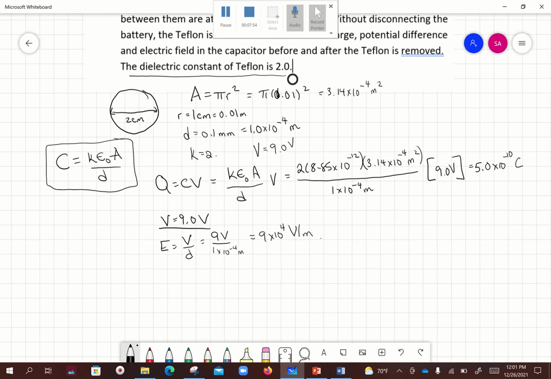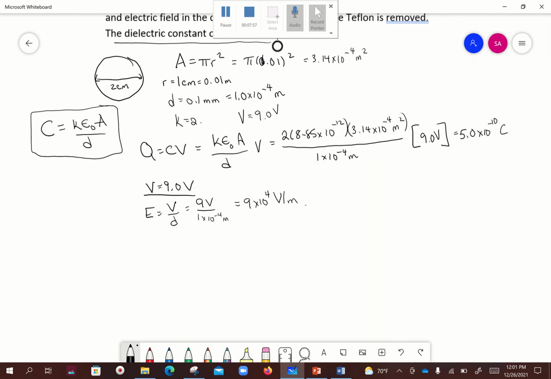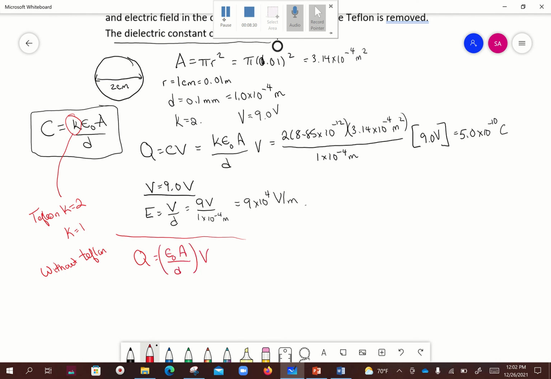And what happens when I take the Teflon out? Well, instead of having my equation with the kappa in front, with the Teflon, kappa equals 2. If I take it out, then I just get back to air, which has kappa equal to 1. All right, so without the Teflon, Q is equal to my new value for C, just epsilon naught A over d times V.